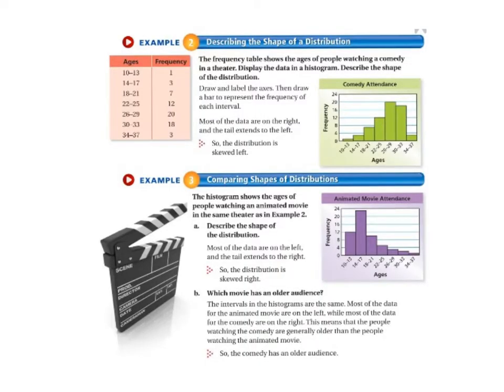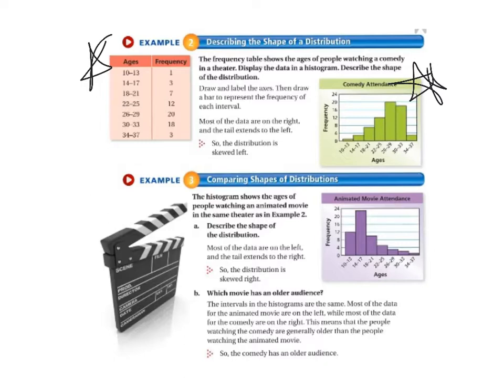Moving on to page 453, Example 2, we're still describing the shape of a distribution, and here is a frequency table off to the left with ages and frequencies, and it says the frequency table shows the ages of people watching a comedy in a theater. Display the data in a histogram. So they did that for us. So lucky us, we don't have to draw that graph. And it says describe the shape of the distribution.